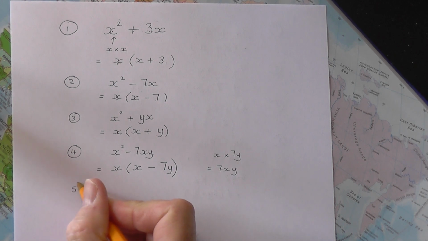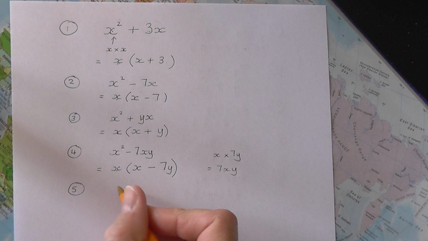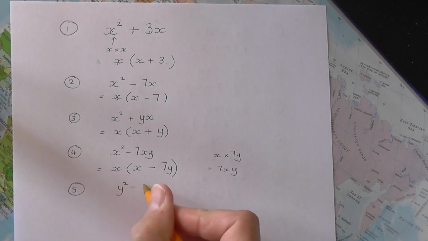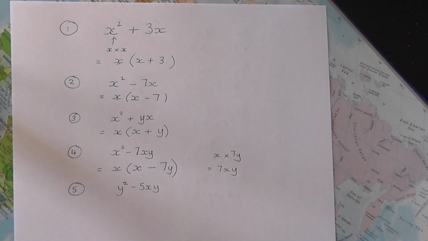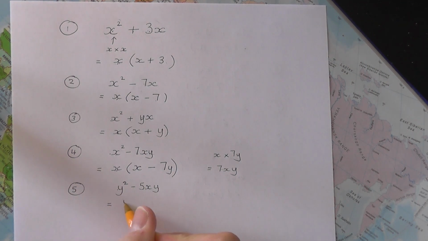Okay, and the last one we're going to do in this video, how about something like this? Let's change the letter. You might have y squared minus 5xy, something like that, to factorise. There is no number in both terms, but there is a y in both terms. So the common factor in this case will be a y, and the rest goes inside a bracket.